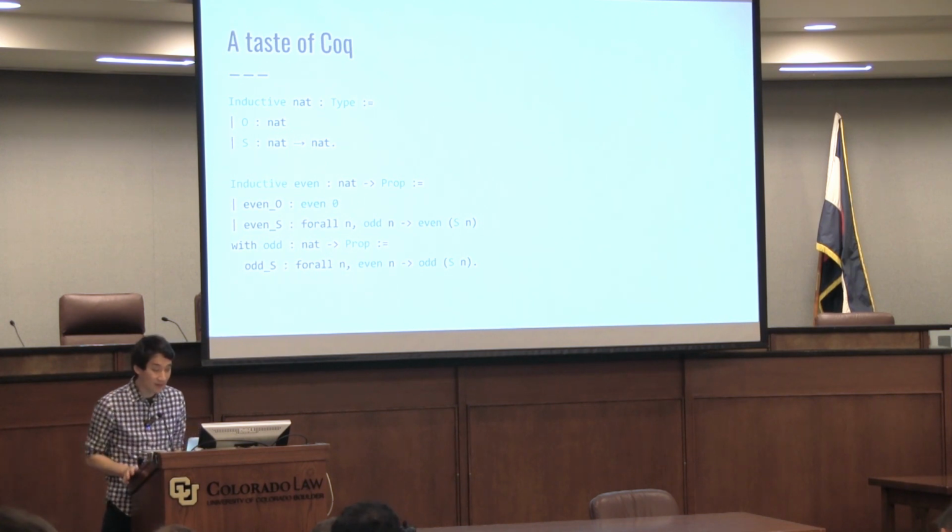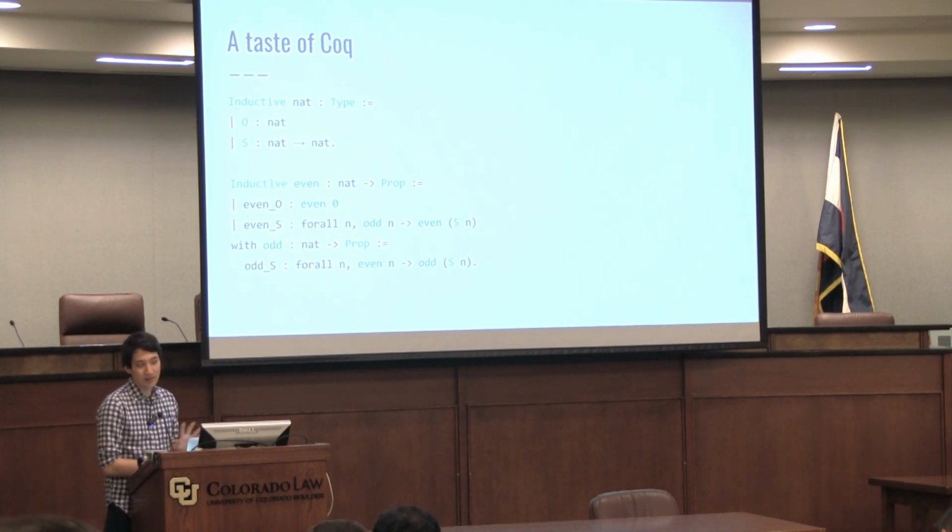Just really quick, I won't explain this because I think it'll be obvious, but this is how you can define the natural numbers in Coq. You have just 2 constructors, 0 and then the successor of another natural number. And we can define this inductive data type, or this proposition called even, which is predicated on a natural number. So you can only prove this if the natural number is actually even.